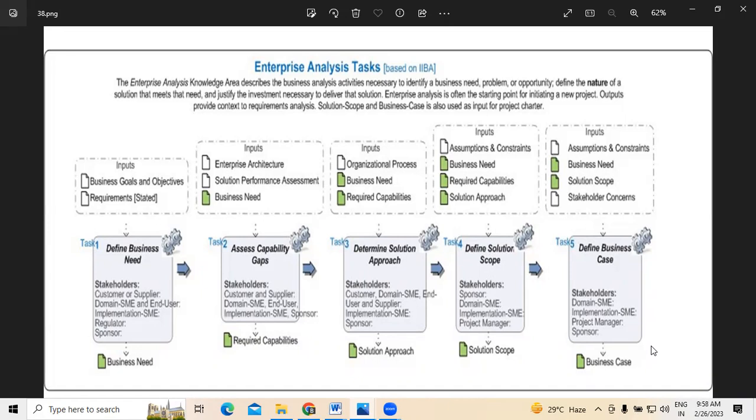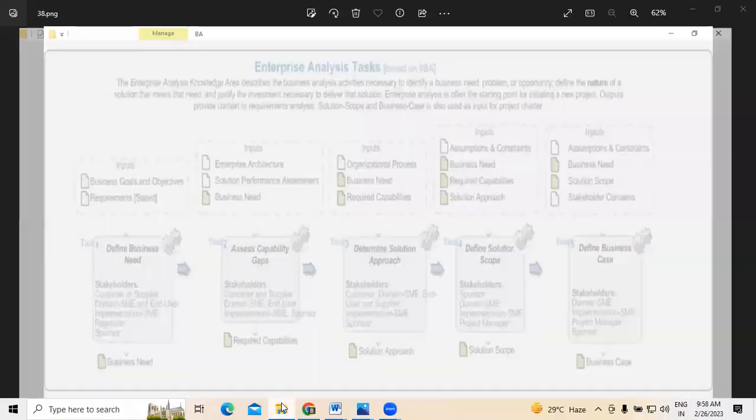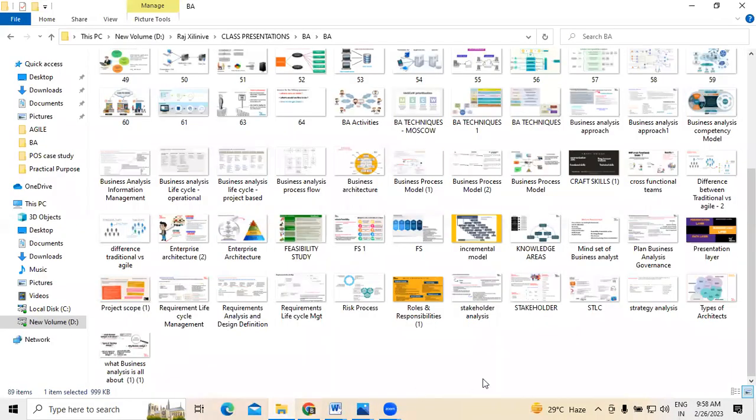Once you have defined the business need, which is what you have to do, second, you have to assess the capability gap. Now, can anyone say what exactly capability gap stands for? Anyone? What is meant by a capability gap? What does it mean?